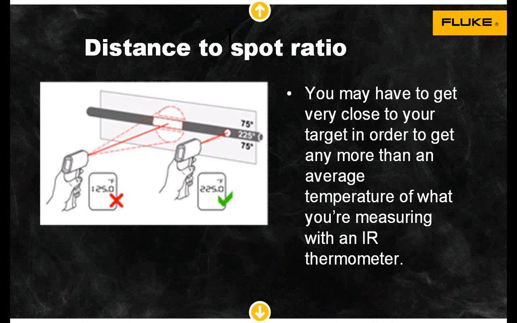So, the distance to spot ratio. You may have to get very close to your target in order to get any more than an average temperature of what you're measuring with an IR thermometer. Going back to the D to S ratio, you might have to get very close to the object to get an average temperature to ensure it's not too hot. If the area you're measuring is greater than the object and includes such things as the DIN rail it's mounted to, the DIN rail will be at ambient, and the component in fact hot. You will get an average temperature of the DIN rail and the hot component, which could lead you to a conclusion that the object is okay.